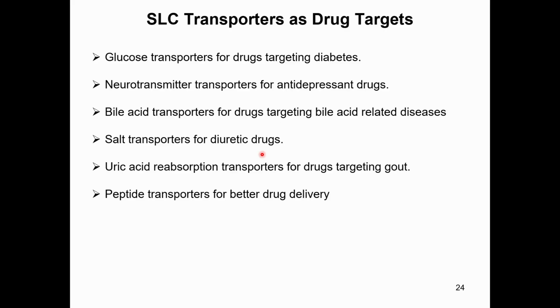Salt transporters: some salts can be transported by SLC proteins, so that's important in the development of diuretic drugs that eliminate water through the urine. Uric acid reabsorption from the urine is also mediated by an SLC, so that's important for gout, which is an overaccumulation of uric acid. And peptide transporters can also transport peptides, and there are peptides that are used as drugs. So these things transport all sorts of things.